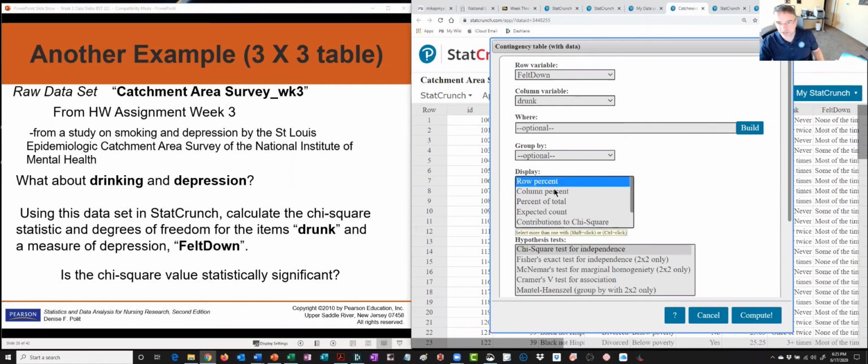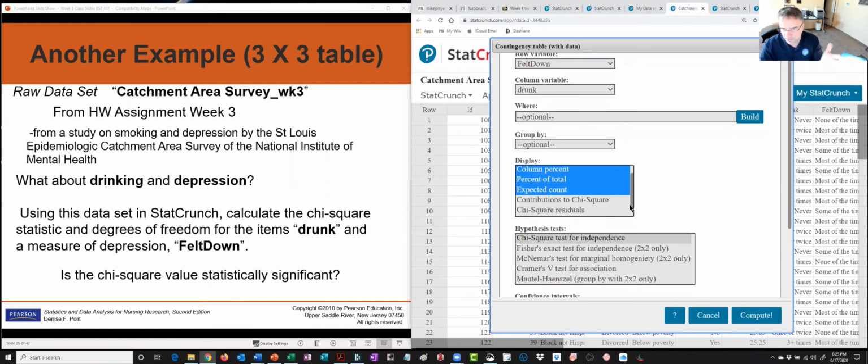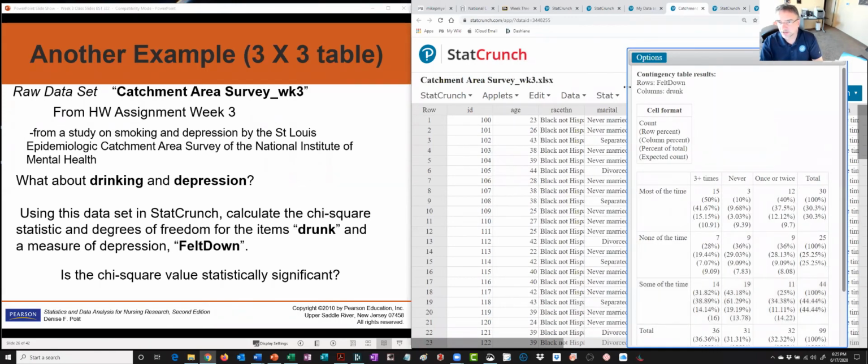We'll click the row percent, column percent, percent of total, expected. We'll leave contributions off since you guys know what that is now. I don't think it's very exciting to put in a table. We'll put the chi-square in. We can't use the corrections because we're going to have more than a 2x2 table. Even if the counts were low enough, we couldn't use it. We'll click compute. We've got our table.